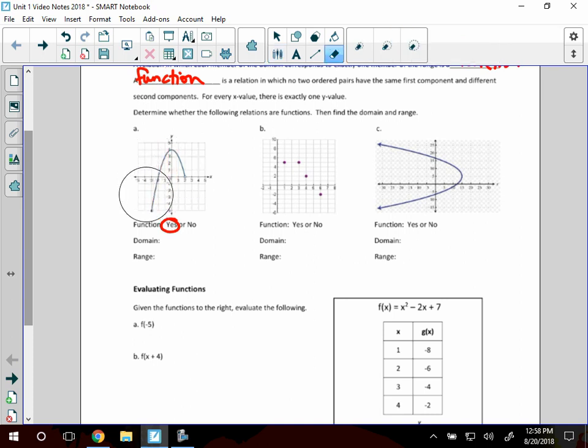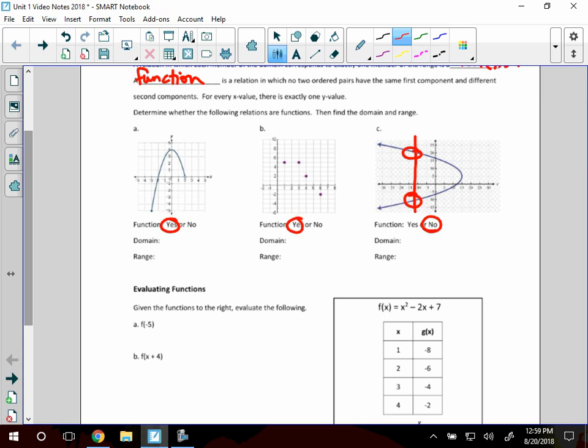If we look at B and we do the vertical line test, you've got a point here. If I draw a vertical line, it doesn't hit another point. Same here, same here, same here. So this passes the vertical line test, so it would be a function. If we look at C and do the vertical line test, I could draw a vertical line here, for example, and it would hit 2 points. So that does not pass the vertical line test, and therefore is not a function.